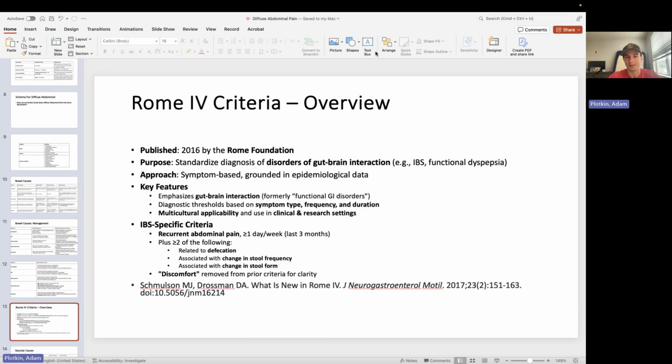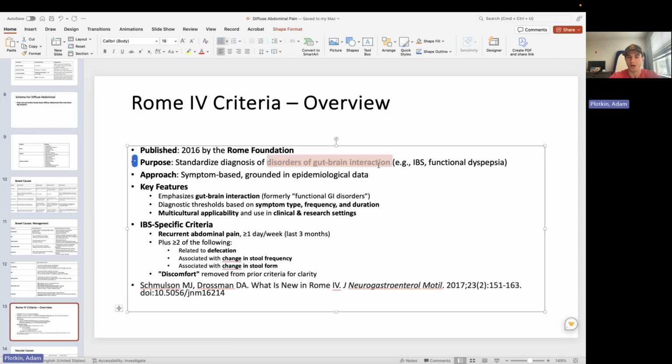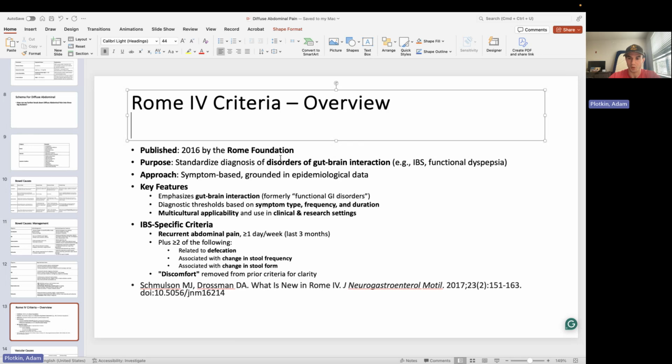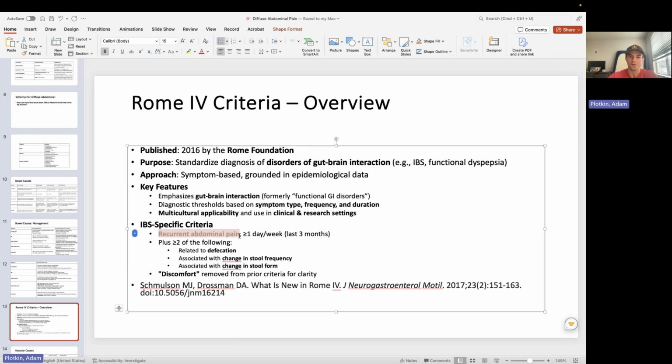This is the Rome 4 criteria. Not something you really need to understand for USMLE Step 1 or Step 2. It's used to standardize the diagnosis of some of those gut-brain interaction disorders. Basically, what I want you to get out of this, for IBS, it's recurrent abdominal pain greater than 1 day a week for the last 3 months, plus any two of the following. There's pain related to defecation. There's a change in stool frequency. There's a change in stool form. Okay, they removed discomfort from the prior criteria to allow for better clarity.